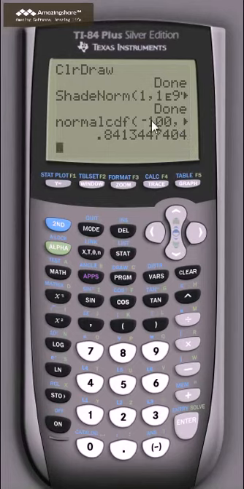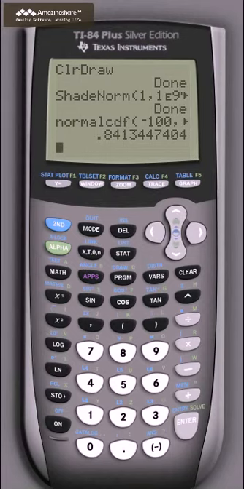5th or 6th place behind the decimal point, because we used negative 100 rather than negative 1 e to the 99, which is the calculator's approximation to negative infinity. The curve goes on forever in both directions, but we're only really interested in the first 4 or 5 or 6 decimal places, and a z-score of negative 100 more than satisfies that requirement.